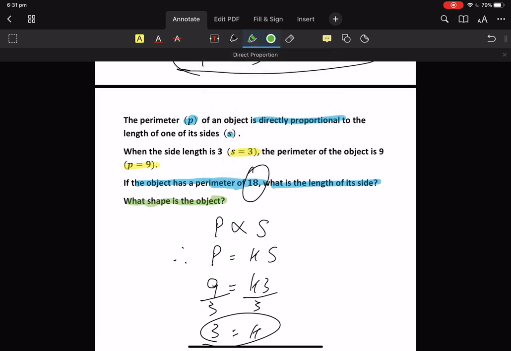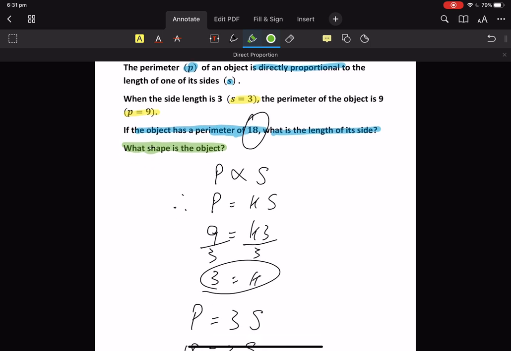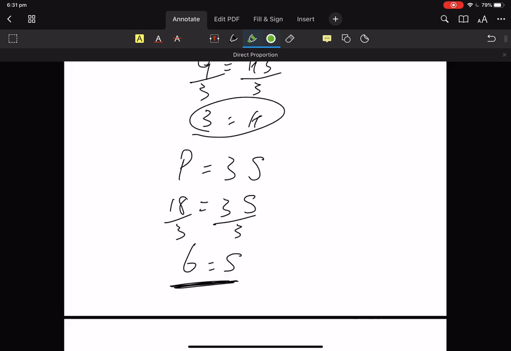What shape is the object? Well, if I've got a side of 6 and I multiply it by 3 to get a side length, it's likely going to be an equilateral triangle. Doesn't have to be, because it could be some sort of shape like that, but I think it's going to be a triangle. Nice and simple.